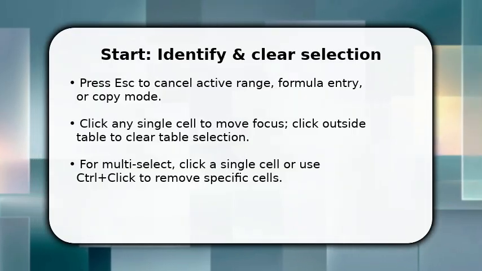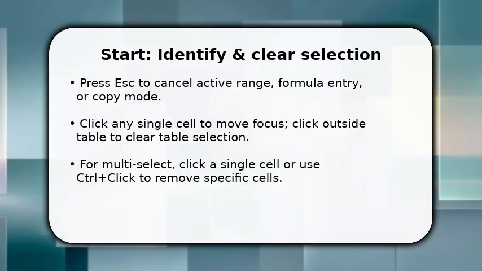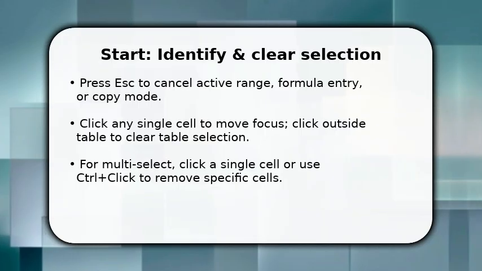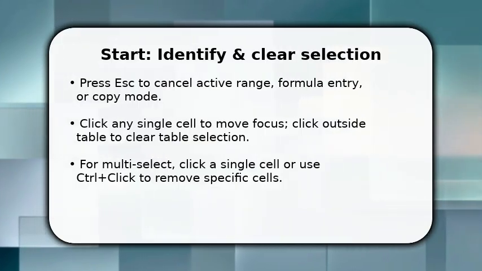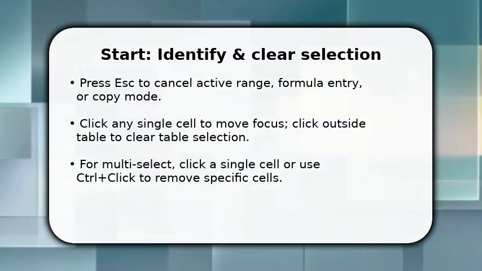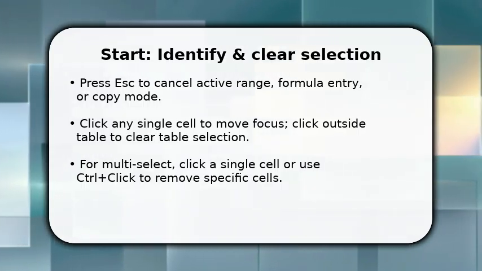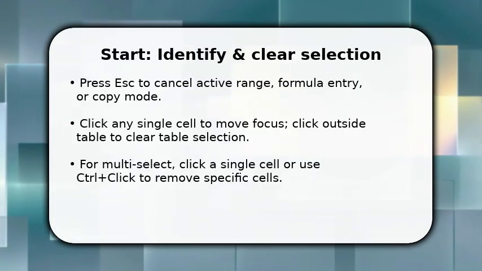You likely already have Excel open with a selection. First, identify whether you have a single cell, contiguous range, or non-adjacent multi-selection. Press ESC immediately to cancel copy mode or formula edit. This is fastest. Once done, click any single cell to move focus and clear a range.